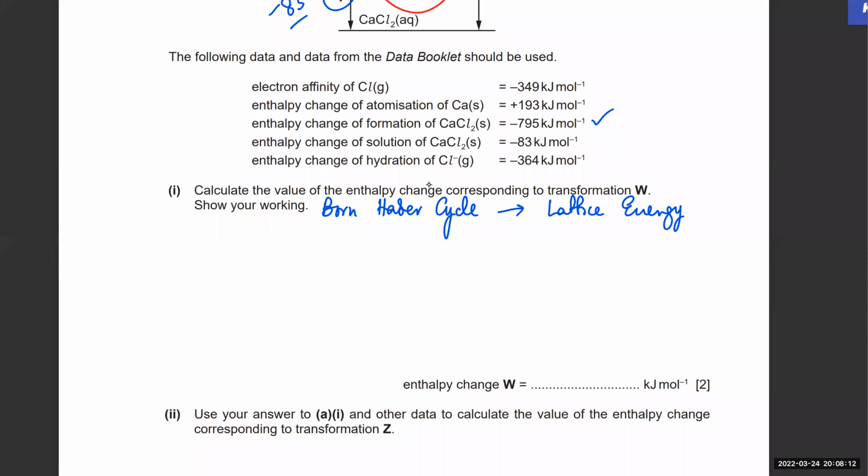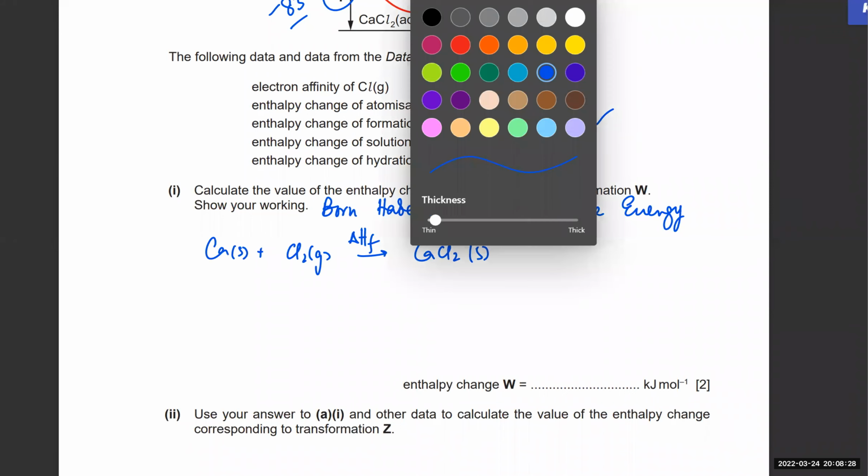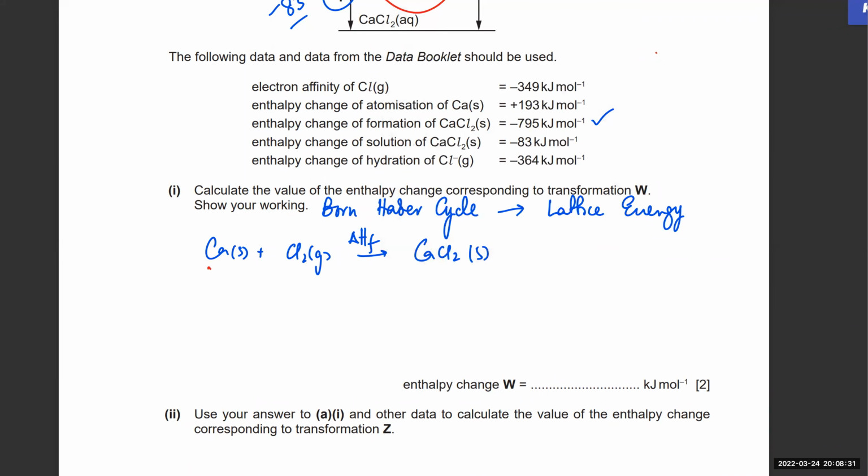So what is the Born cycle? You can start with enthalpy of formation. Enthalpy of formation is, you've got Ca and Cl2 gas, and it turns into CaCl2 solid. That is delta H_f. Now that value is given over here. What's the other path? The other path is that you atomize these elements. I mean, what if you want to do this stepwise? So the first part would be you atomize these elements, you turn calcium into gaseous atoms, and you turn Cl into gaseous atoms as well. So how do you turn calcium into gaseous atoms? The enthalpy of atomization of calcium is given, that's plus 193.